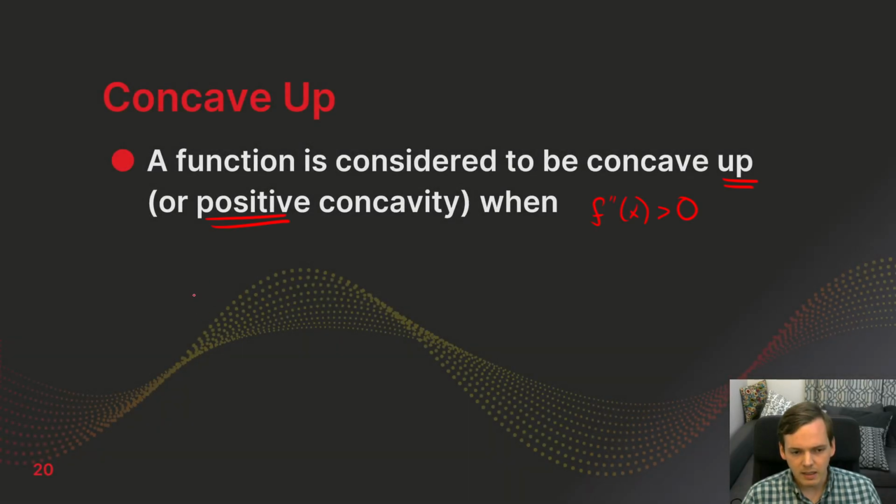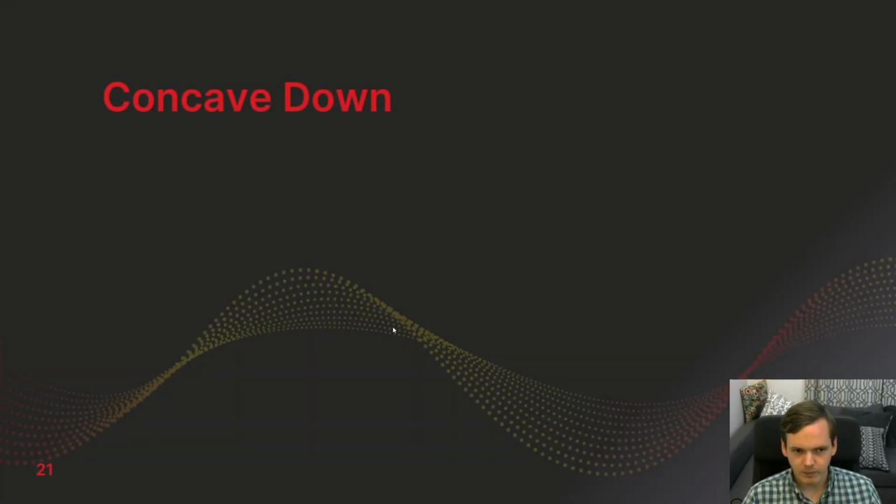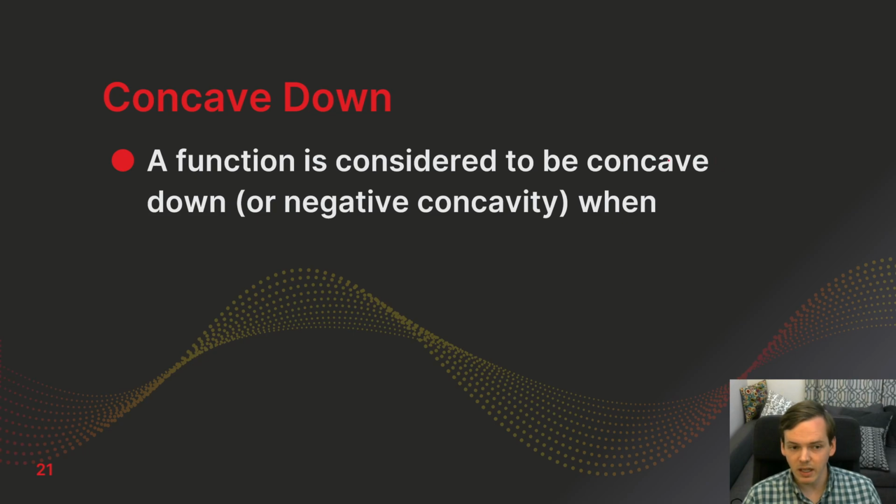If you want to think about it, it's like a smiley face, so hence positive, or concave up. The smile goes up, if you like to think about it that way. Concave down is the opposite. A function is considered to be concave down, or negative concavity, when the second derivative is less than 0. And this is like a frowny face. So we see it going down, or having kind of a negative connotation there.